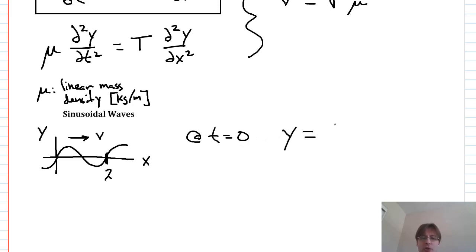y equals A sine, A is the amplitude. It's sine of something. It's not just sine of x. X is supposed to repeat, the wave shape is supposed to repeat whenever you advance x by the value lambda. So for example, if I go from x equals 0 to x equals lambda, the shape just repeats itself. That means it has to be sine of 2 pi over lambda times x.